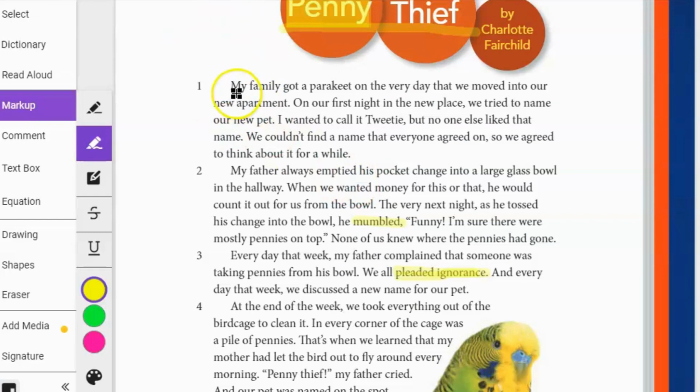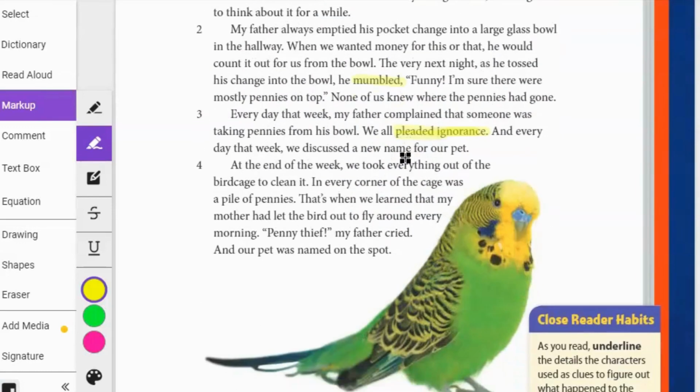Let's get started with reading. My family got a parakeet on the very day that we moved into our new apartment. On our first night in the new place, we tried to name our new pet. I wanted to call it Tweety, but no one liked that name. We couldn't find a name that everyone agreed on, so we agreed to think about it for a while. My father always emptied his pocket change into a large glass bowl in the hallway. When we wanted money for this or that, he would count it out for us from the bowl.